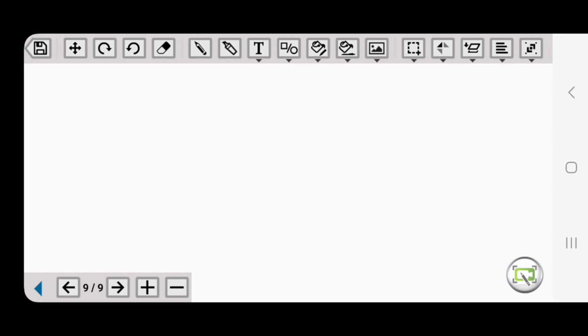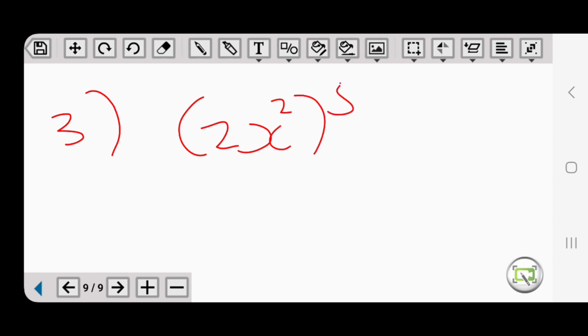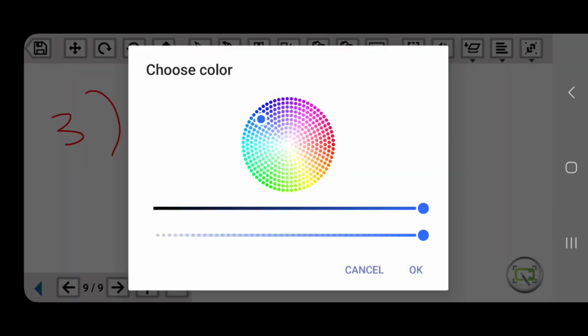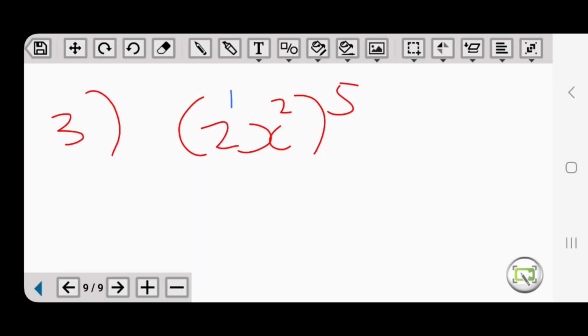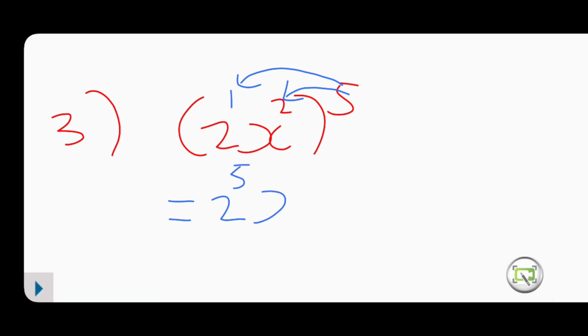Let's look at another one. All right, first of all, go and indicate your invisible ones, even on top of a number. Right. Now this 5, we have to multiply with all of the exponents on the inside. So the answer will be 2 to the power of 5 times 1, which is 5, and x to the power of 2 times 5, which is 10.